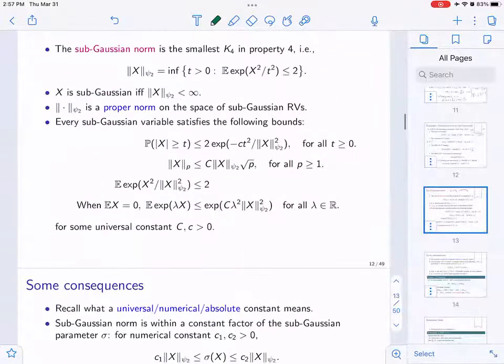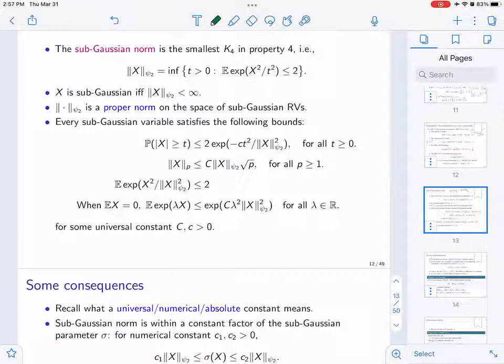If you rewrite this, you get these alternative, equivalent characterizations of subgaussian. Okay. So a subgaussian random variable is a random variable that satisfies this tail bound for some constant c. This constant is a numerical constant, and we often don't care in this course to specify these constants. It's just like 1/2, 2, pi over 3, something like that.